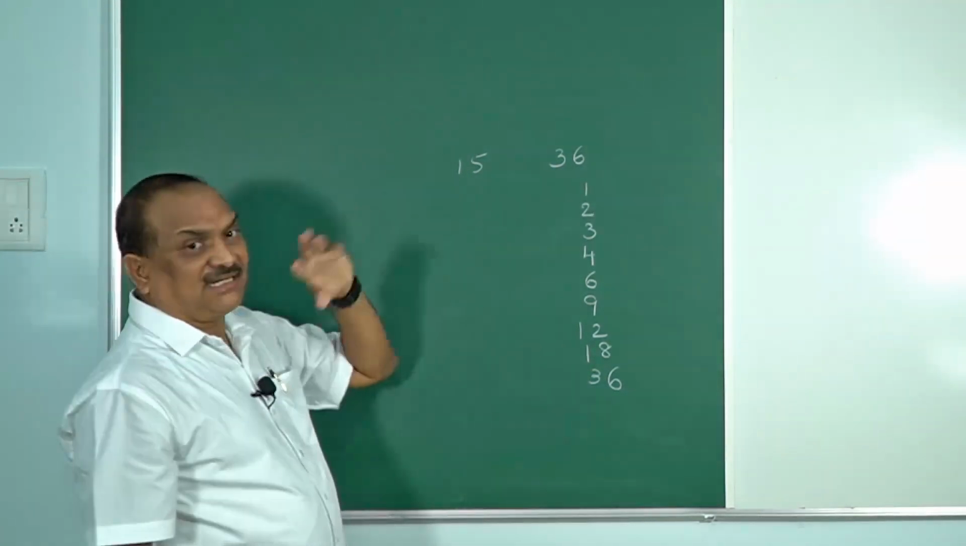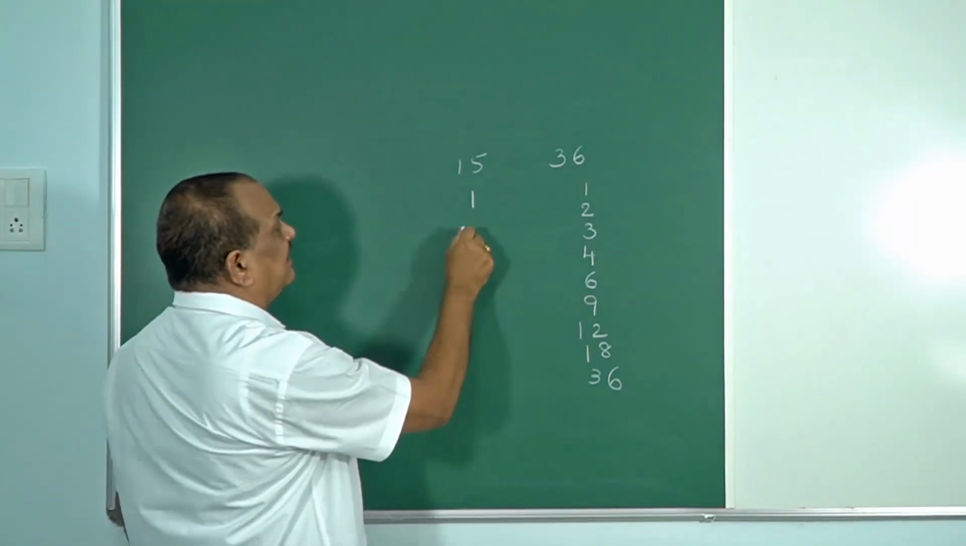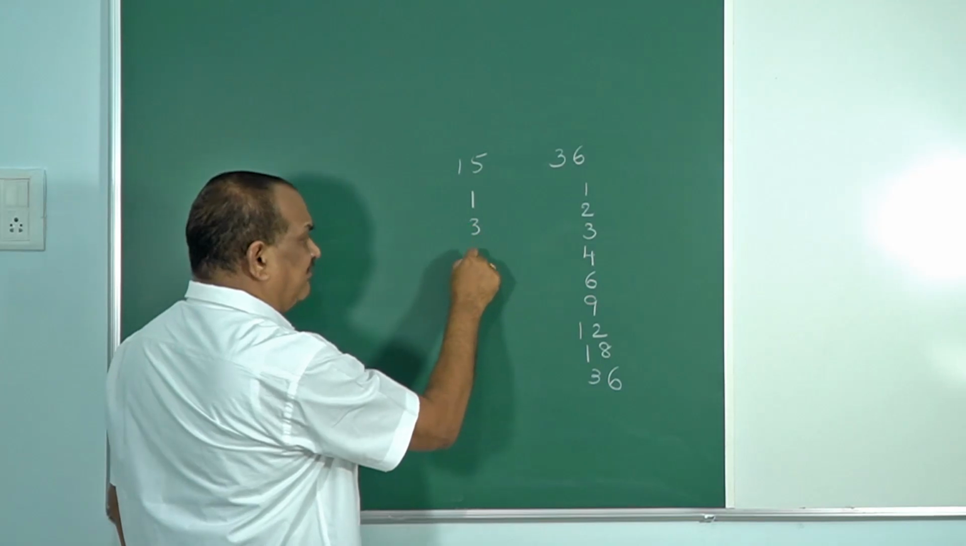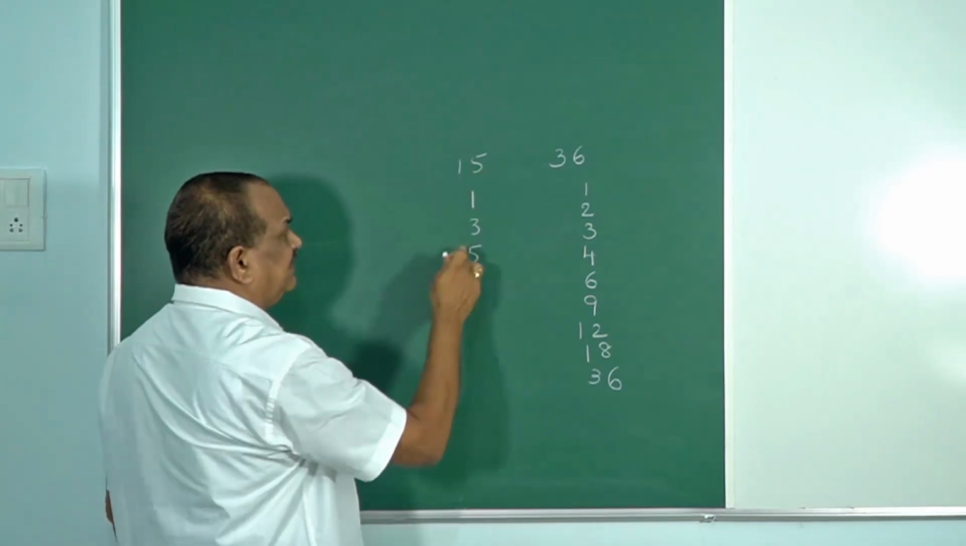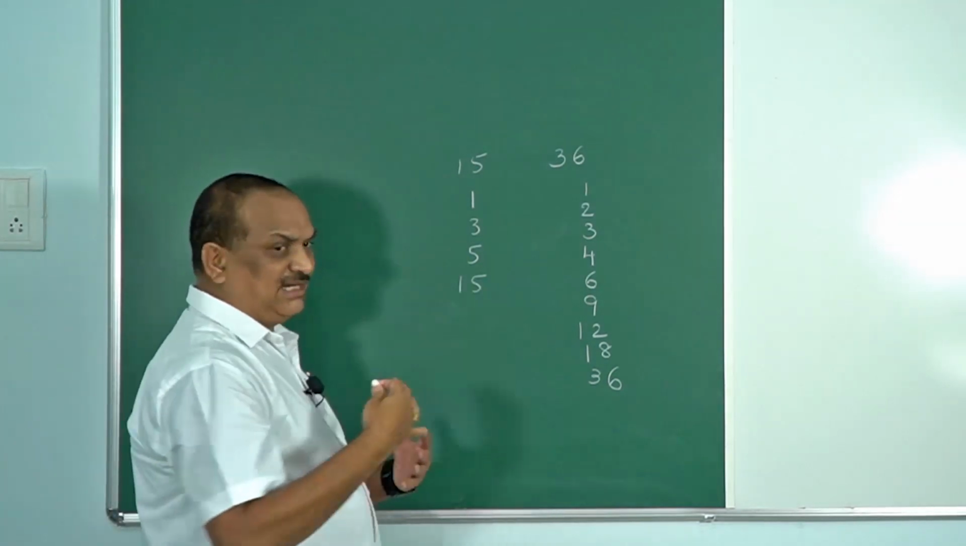Now what are the factors of this 15? So 1 of course is a common factor of all. 3 times 5 of course is 15. 3 and 5 are factors, and of course the last, 15 itself, the number itself.